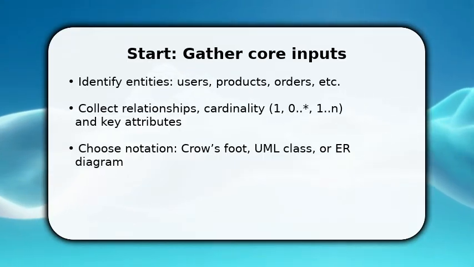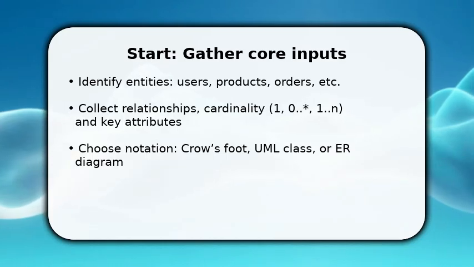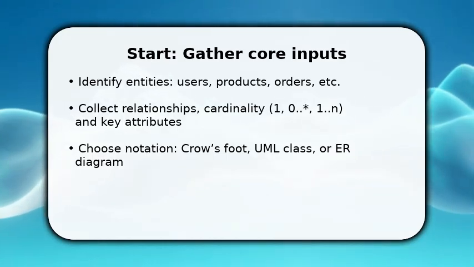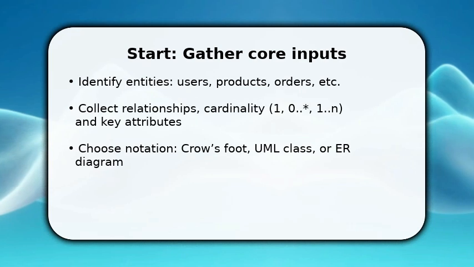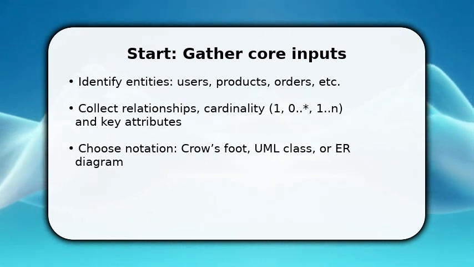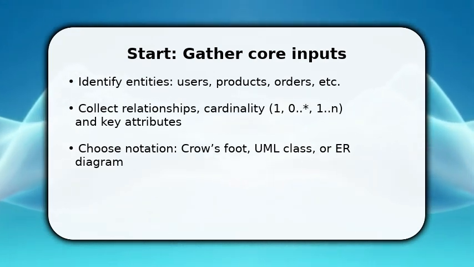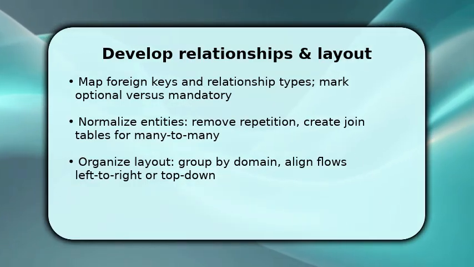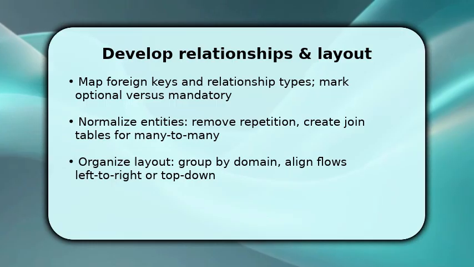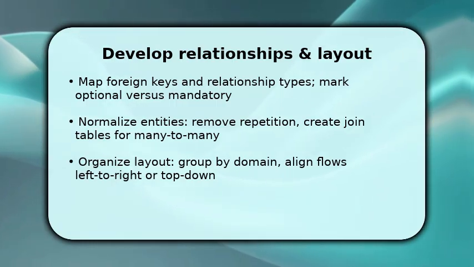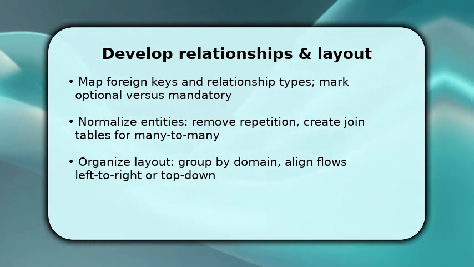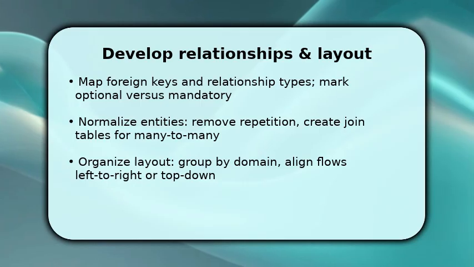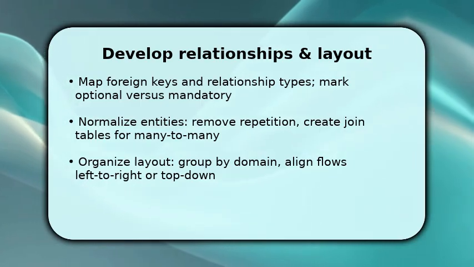Then draw the first relationships between two high-priority entities, so you immediately expose cardinality questions and missing attributes that will shape the rest of the diagram. Once done with the initial boxes, focus on relationships and normalization to prevent data anomalies. You should convert many-to-many cases into join tables and explicitly label foreign keys so implementation is clear.